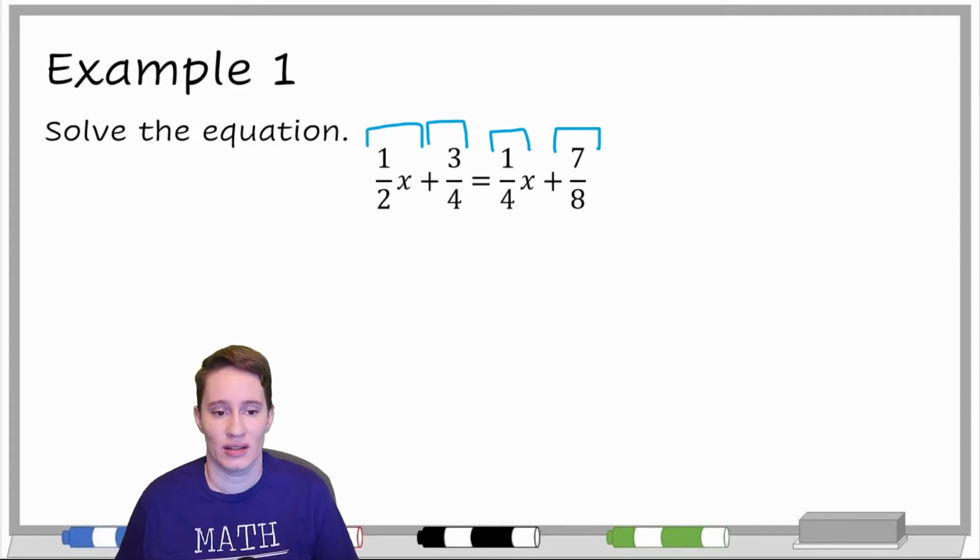And I'm going to look at this 1/2 and say, okay, how do I turn that into an 8 on bottom? Need to multiply by 4 on the top and the bottom. So that turns that fraction into 4/8. And then I just keep going.